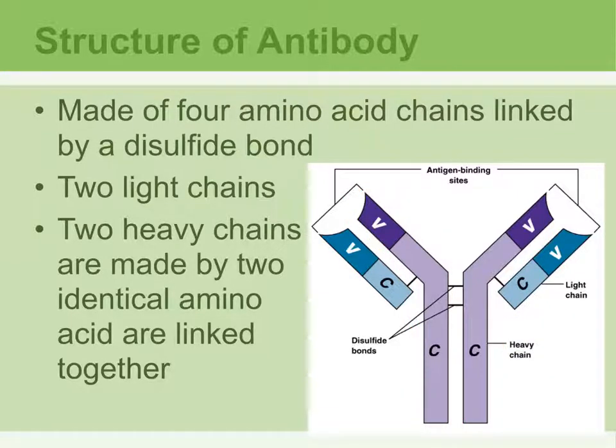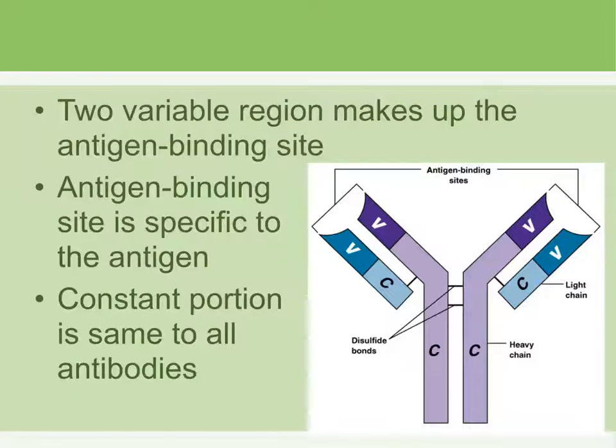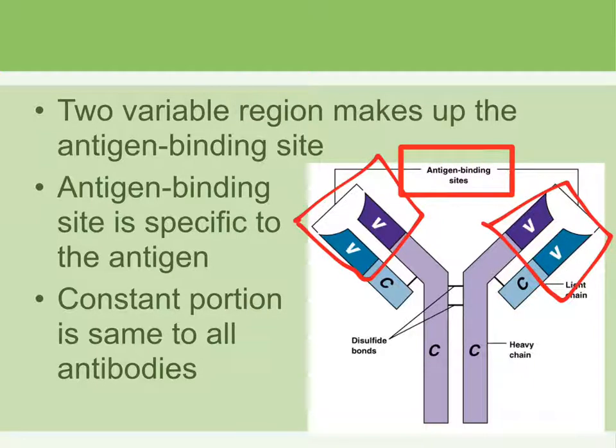So the 2 heavy chains are then linked together, and what's holding them are the disulfide bonds. In the diagram, the V stands for variable region, which make up the top portions of the Y. Here is your variable, and here is your other variable region, and together they make up the antigen binding site. So this is the part where the antibody will attach to an antigen.